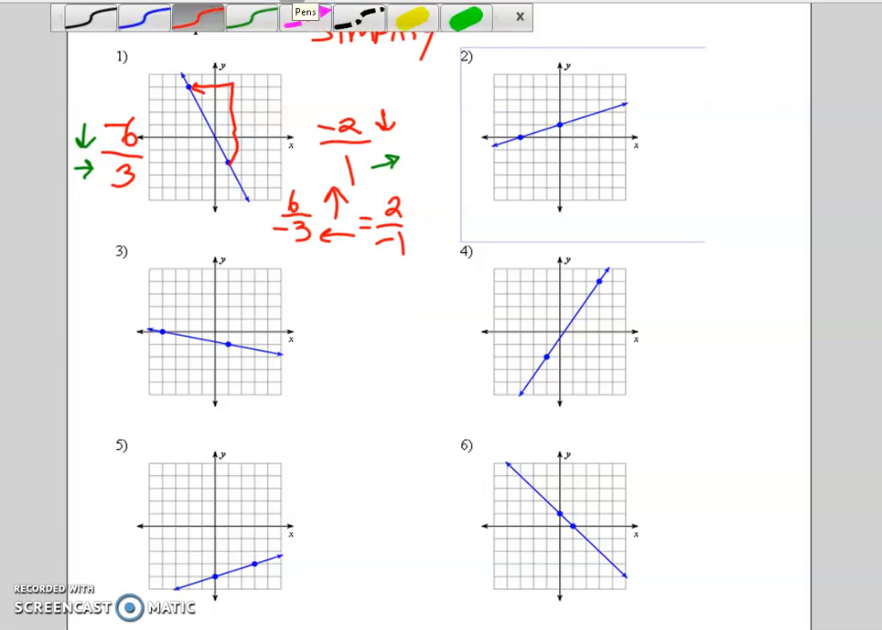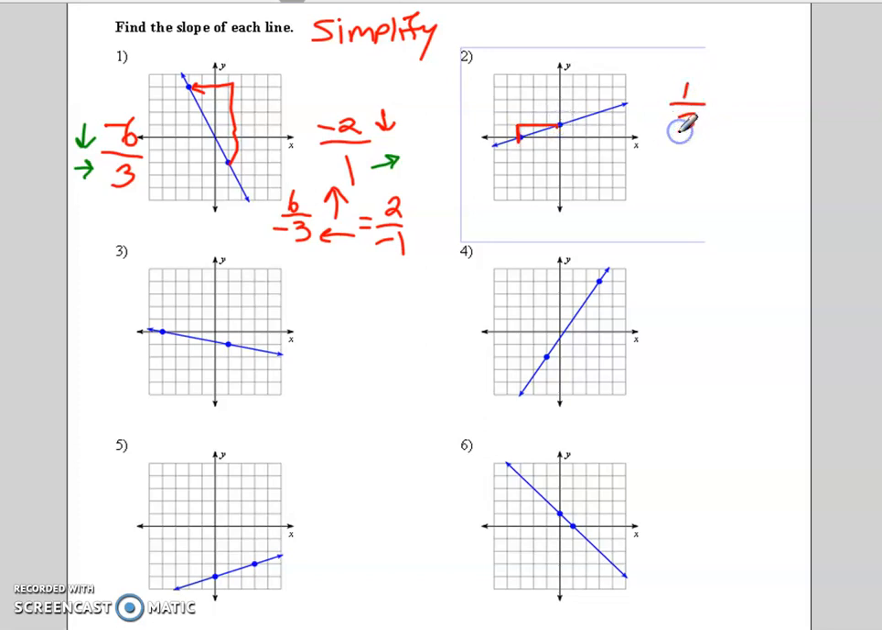So let's go to number 2. So I'll start at the left point, and then we can go, that's a rise of 1, up 1, and right 3. So 1 to 3 ratio of rise to run. And that's already in simplest form. Now, you could also write these in decimal, so that would be 0.3 repeating. But for the most part in this class, at least for a while, we'll be using fractions. So this slope is positive 1/3.